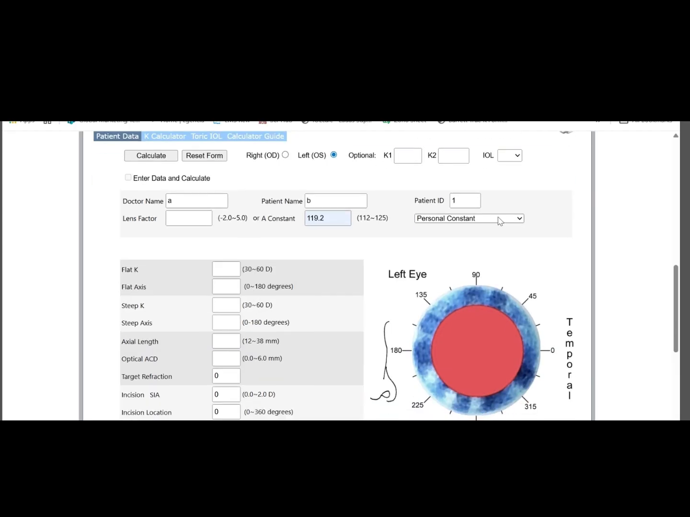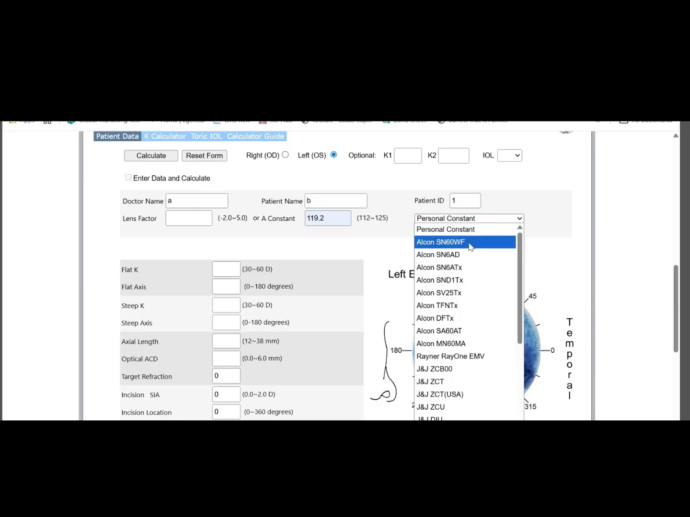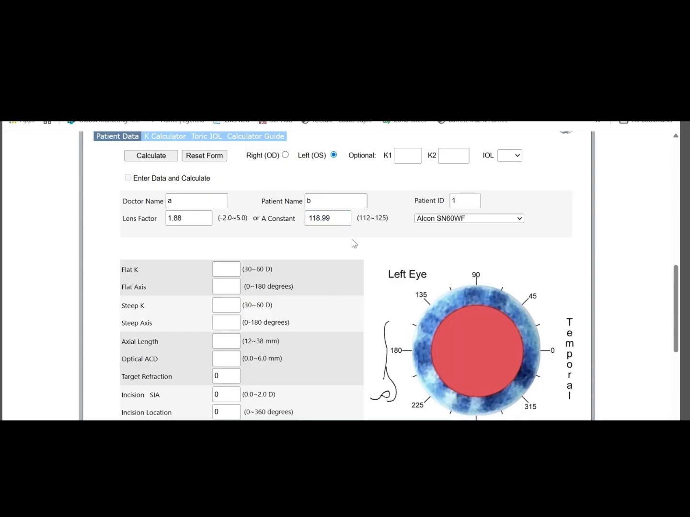If you have a personal A constant, you can always put the personal A constant over here. You can also select the particular model over here, then the A constant is going to be automatically populated over here, and the corresponding lens factor is going to be populated here. If you have a personal A constant, then you can put your A constant over here. 119.2 is the A constant that I use.